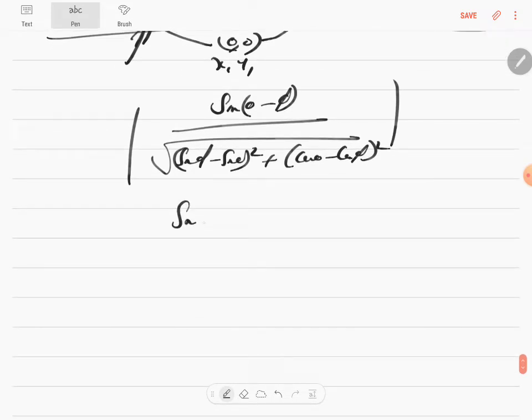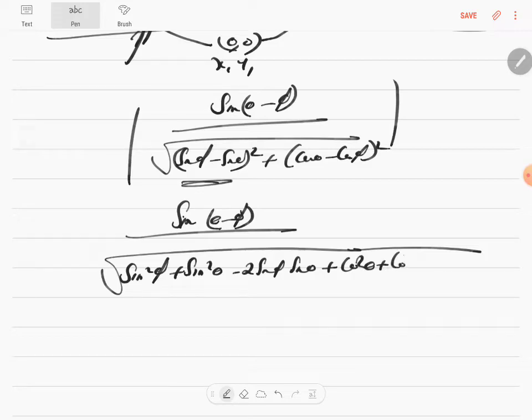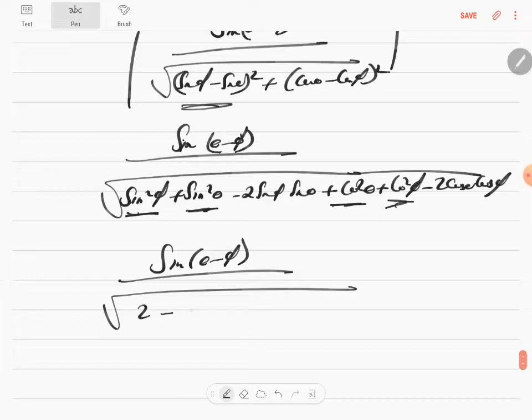So this is sin theta minus phi over the root of, this has to be expanded as sin square phi plus sin square theta minus 2 sin phi sin theta plus cos square theta plus cos square phi minus 2 cos theta cos phi. So you know sin square theta plus cos square theta is 1, sin square phi plus cos square phi is also 1. So then sin theta minus phi over root of 1 plus 1 is 2 minus 2 sin phi sin theta minus 2 cos phi cos theta.